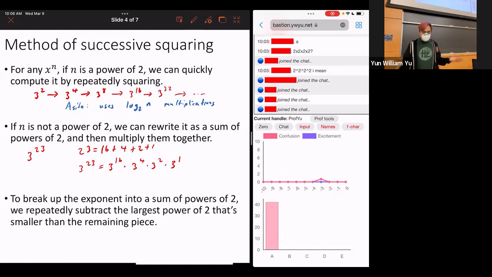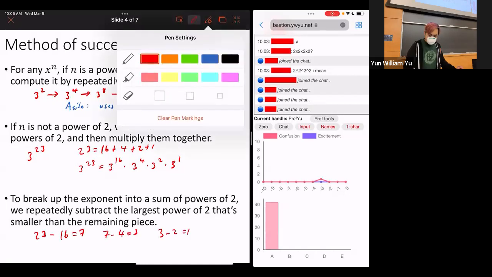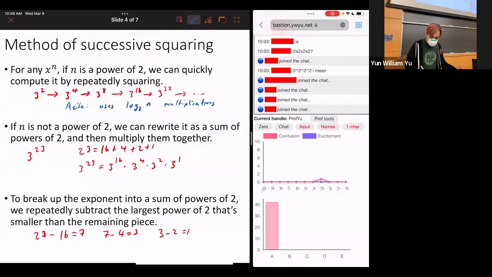And how do you break them up? Well, you just repeatedly subtract the largest power of 2 that's smaller than the remaining pieces. So for example, 23 minus 16 is equal to 7, 7 minus 4 is equal to 3, and 3 minus 2 is equal to 1. And so the pieces that we care about are the 16, the 4, the 2, and the 1. Okay, so you break it up into pieces, and that allows you to multiply them together. So let's try it out.